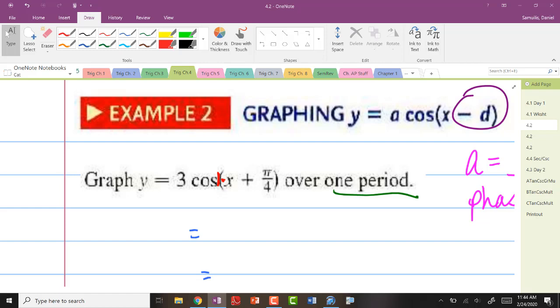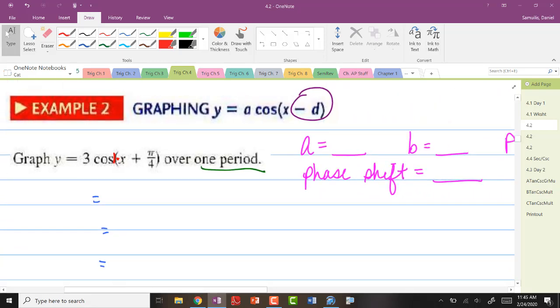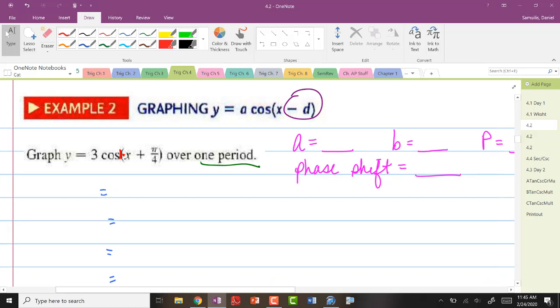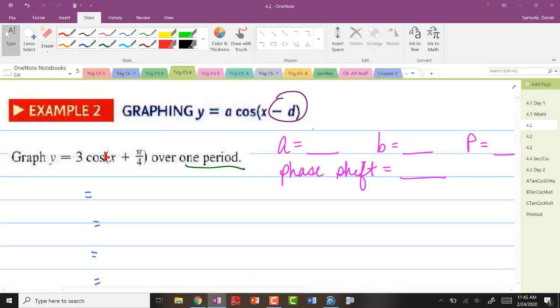What's the period? Just 2 pi. What's our phase shift on this one? Pi over 4, which way? Left. So as you're writing this down, we can fill in those things off to the right. And that'll give you some time.